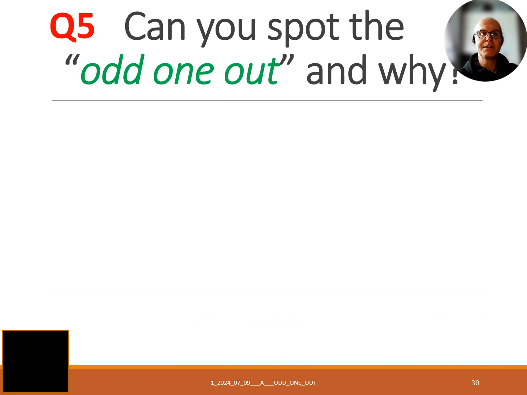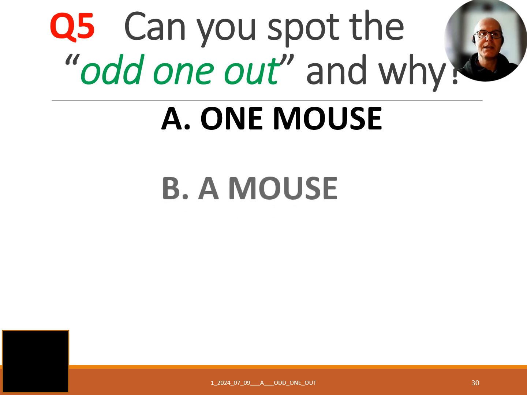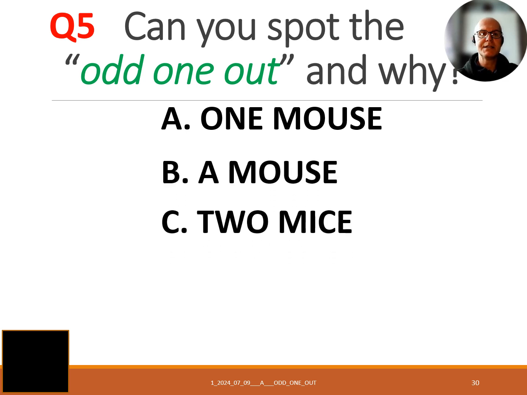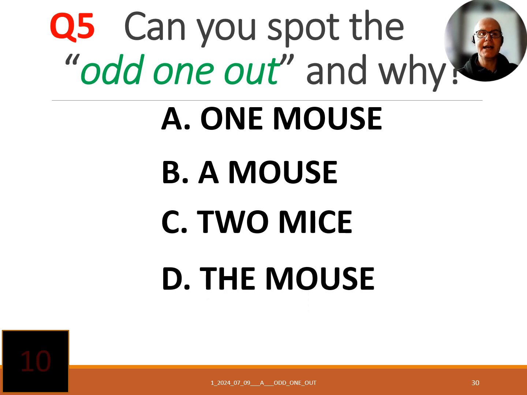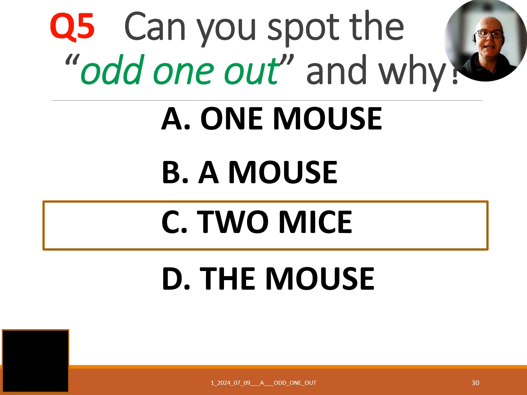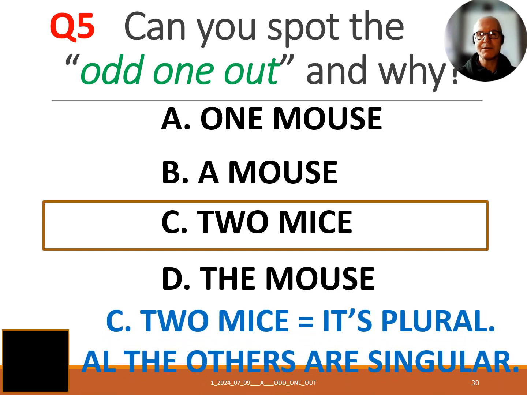Question 5. A, 1 mouse, B, a mouse, C, 2 mice and D, the mouse. A tricky one, this one. But did you spot the odd one out? And did you get the correct reason? For this one, the answer is C, 2 mice, because mice is plural. All the others are singular. One mouse, a mouse, the mouse are all singular. Two mice is plural.